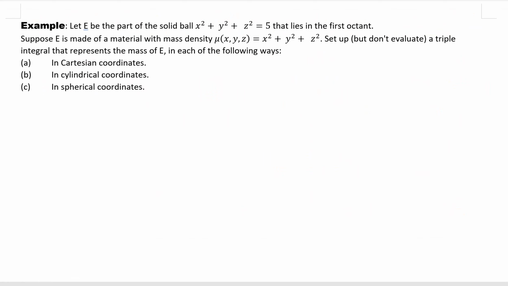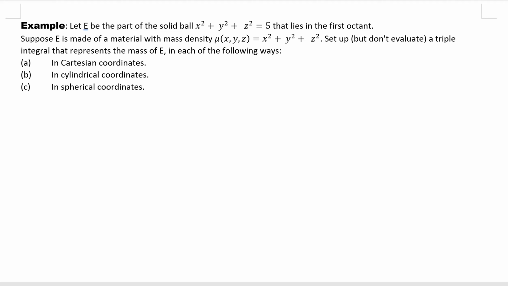Example: let E be the part of the solid ball x squared plus y squared plus z squared equals 25 that lies in the first octant. Suppose E is made of material with mass density mu equals x squared plus y squared plus z squared. Set up, but don't evaluate, a triple integral that represents the mass of E in each of the following ways.